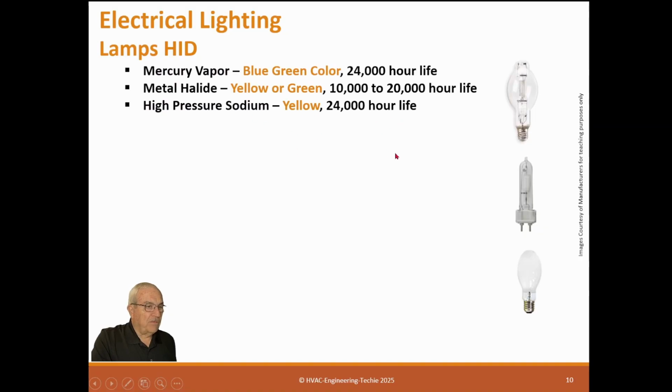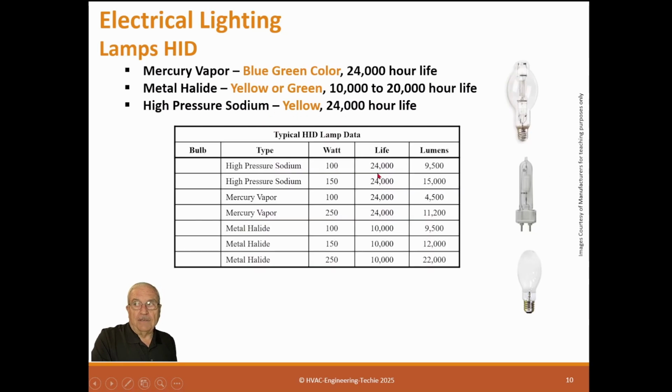As you drive around and see canopy lights, like at gas stations, you'll notice they're different colors. The yellow ones are probably sodium. The yellow or green can be metal halide. Blue-green is mercury. So you can actually see the different colors as you drive around. And then here's their lifetimes at 24,000 hours. Metal halide is 10,000, as we talked about.